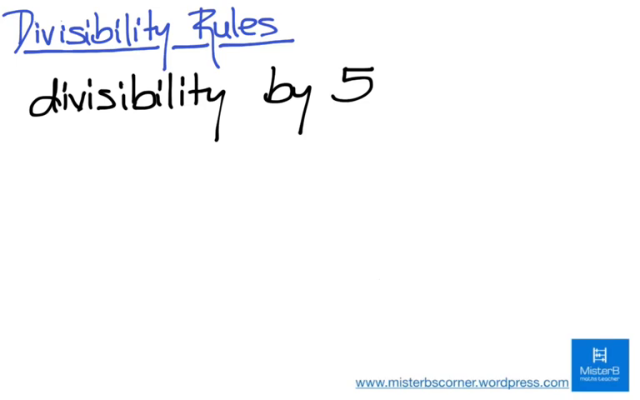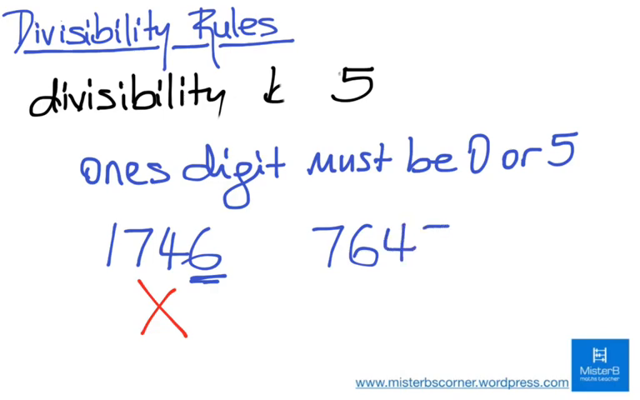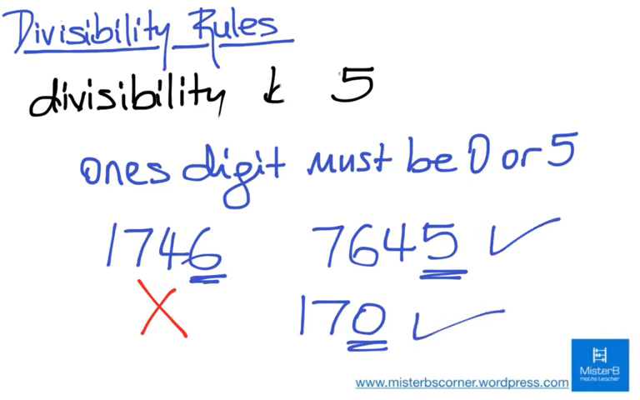When it comes to 5, it's not that hard. You have to check whether the ones digit is 0 or 5. For example, 1746. Well, the ones digit is not 0 or 5, so this is not divisible, whereas 7645 is divisible because it ends with a 5, or 170 is divisible because it ends with a 0, so these are divisible by 5.